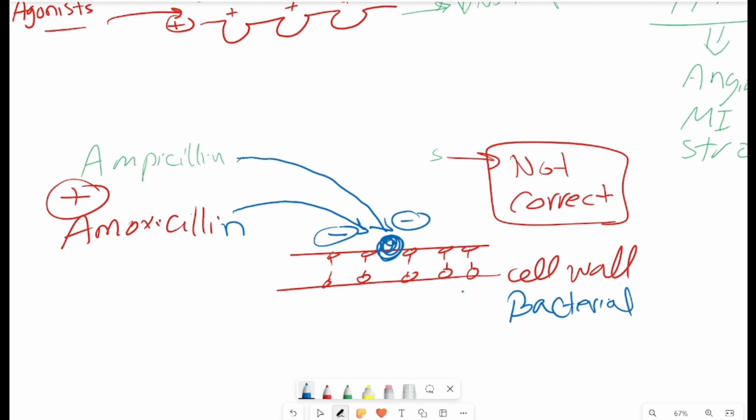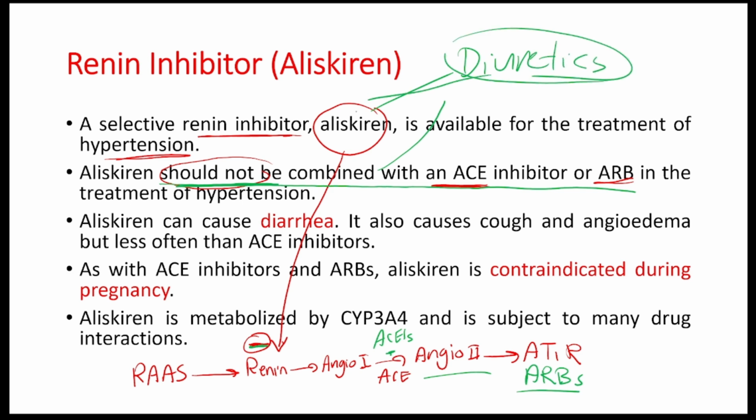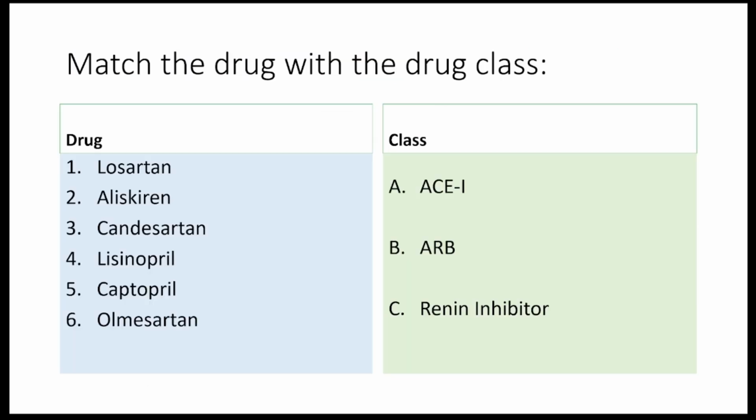So what we have there is a similar situation. We have two medications working on the same pathway. So we don't recommend using medications that work on the same pathway. We can choose another group of medications. For example, we can choose a diuretic. It will be a great option for combining with Aliskiren or with a renin inhibitor.